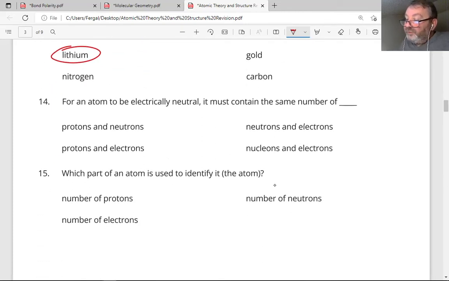For an atom to be electrically neutral, it must contain the same number of... Now, the two parts that have a charge are protons and electrons. Protons are positive, electrons are negative, and if you've got the same number of both, the atom is neutral. So therefore you want the same number of protons and electrons.